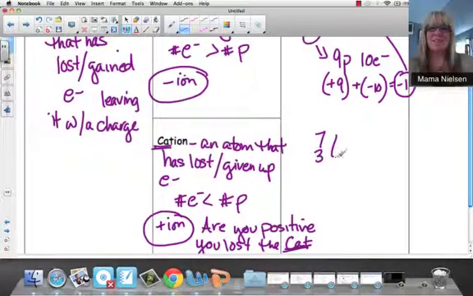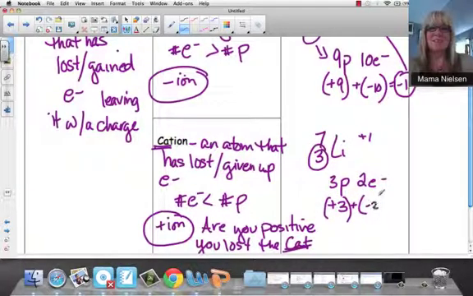And an example for that could be 7, 3 lithium with a +1 charge. So this 3 tells us it's got 3 protons. The plus means it lost, so it's got 2 electrons. It's just like a +3 plus a -2, which is going to leave me with a +1, which is where that comes from.